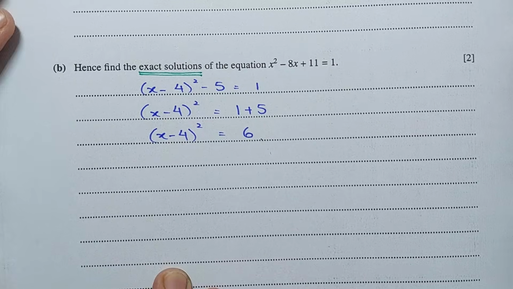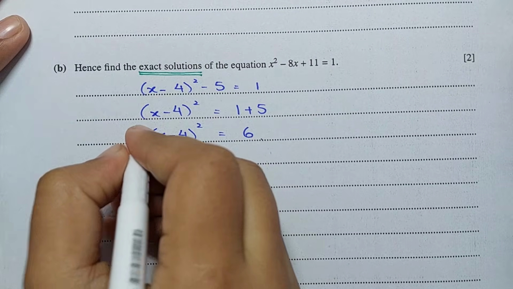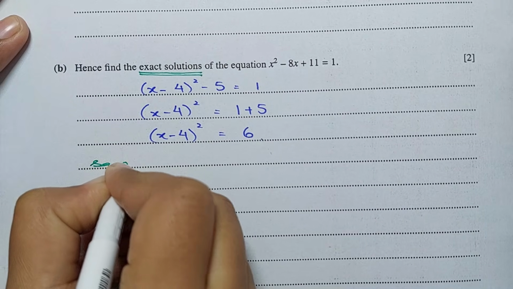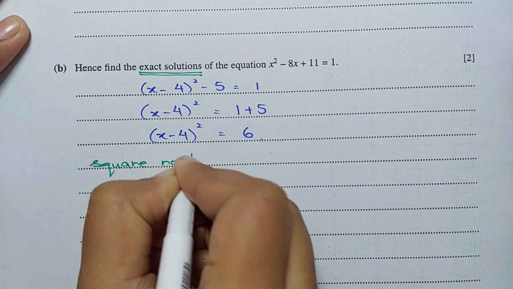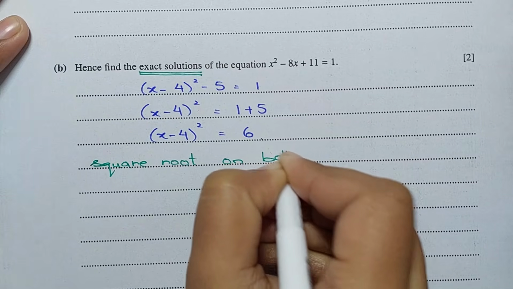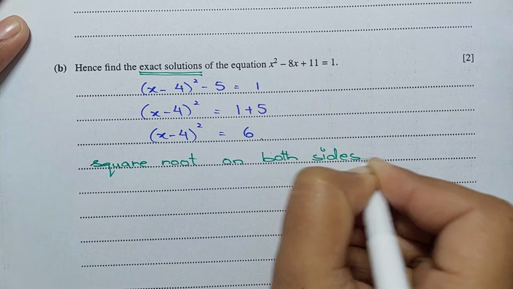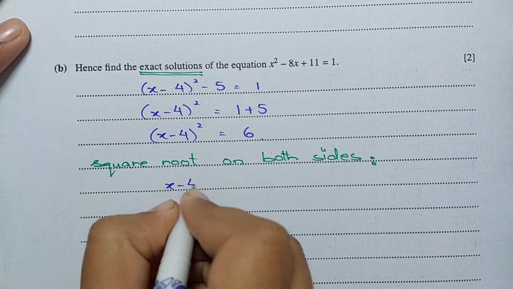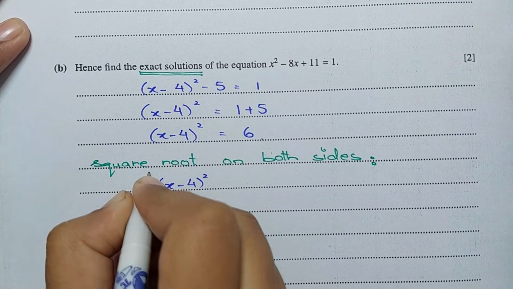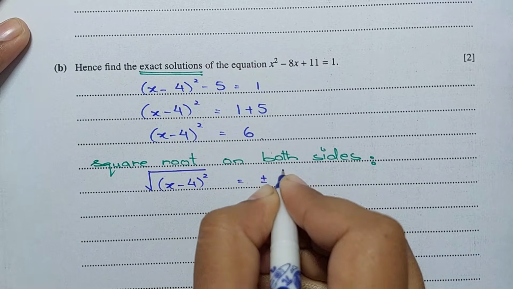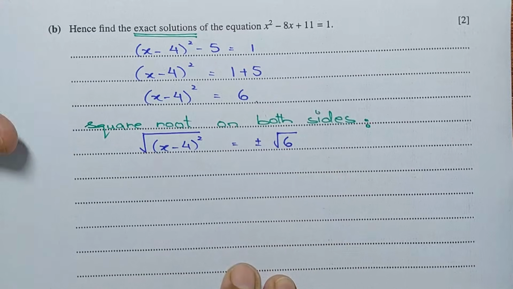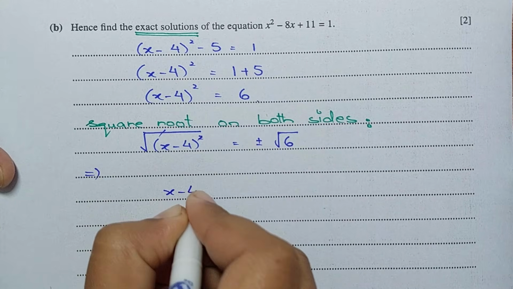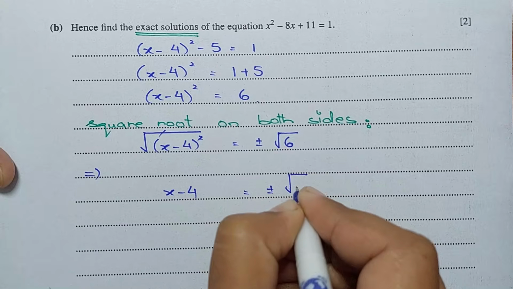Okay, now we have to take the square root on both sides. And whenever we do the square root on both sides, it should be plus minus. The square root of x minus 4 whole squared is plus minus square root of 6. The square and the square root cancel out, so x minus 4 equals plus minus root 6.